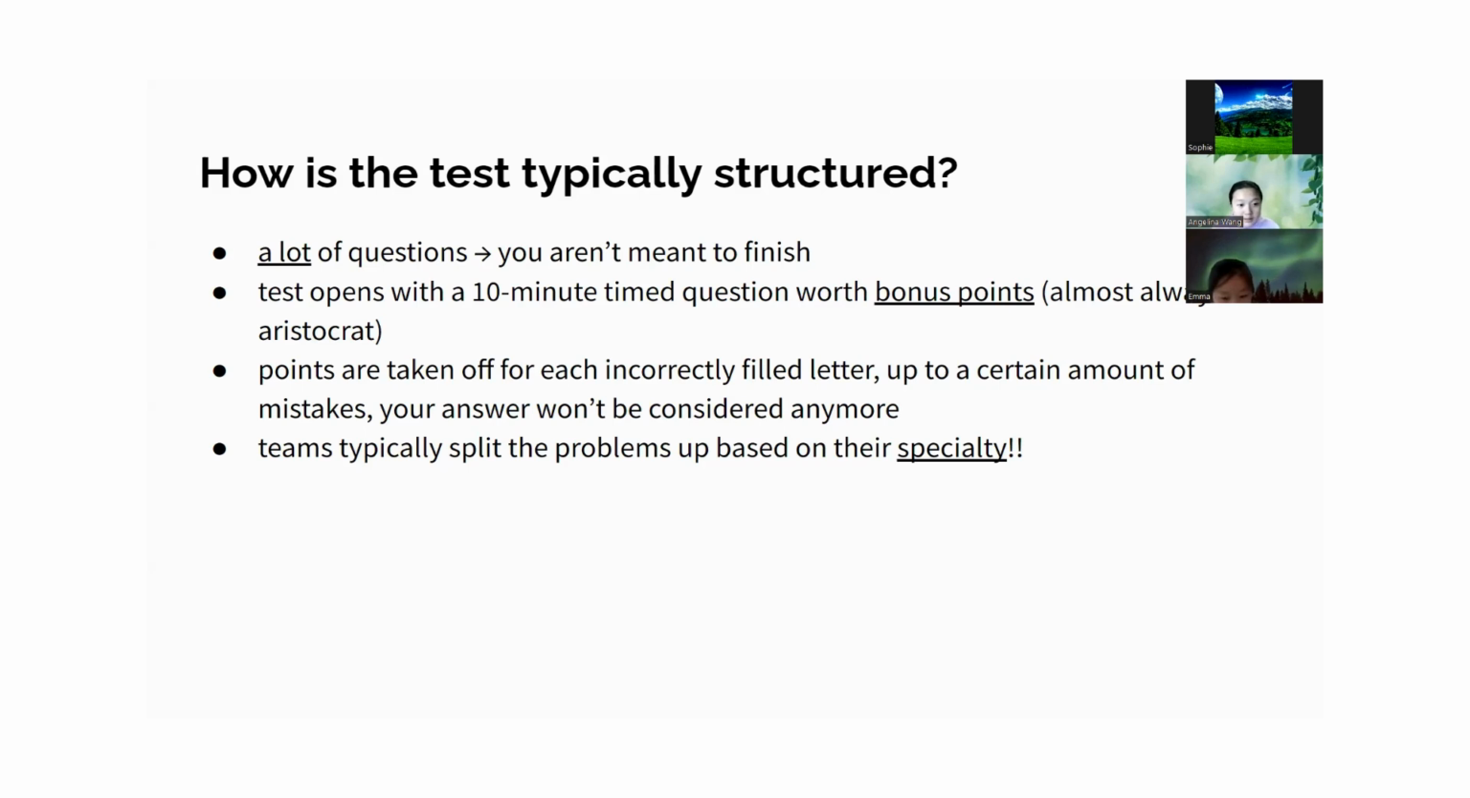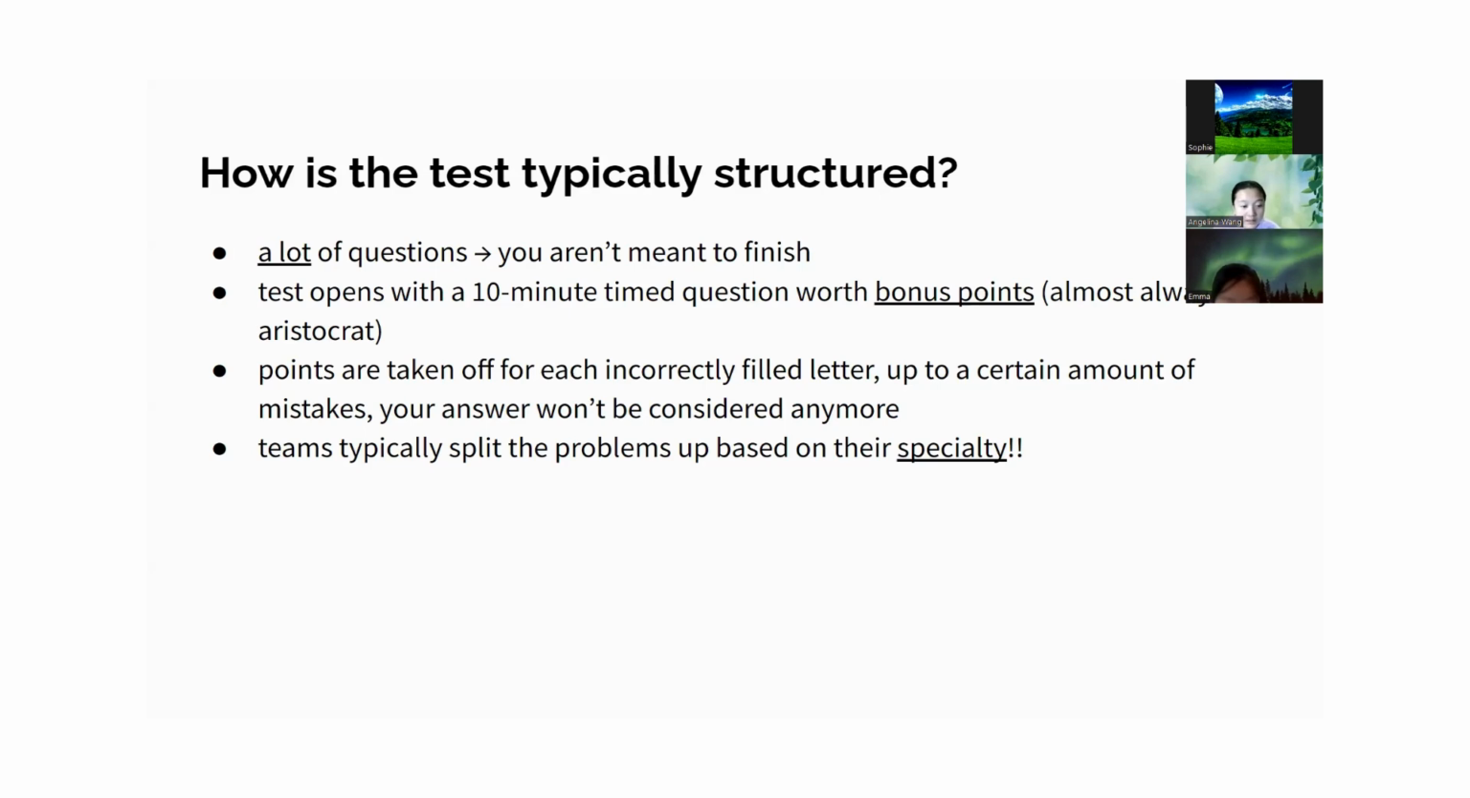But what's pretty cool is that the test opens with a 10-minute timed question. And if you get it within 10 minutes, you get bonus points. This type of question is almost always an aristocrat, or from what I've seen, it's always been an aristocrat for me. I don't know if it's just because of the type of test I've taken, but typically it's an aristocrat. Points are taken off for every letter that's incorrect. And if you get a certain number of letters incorrect, I want to say 6 or 7, then you don't get any points anymore.